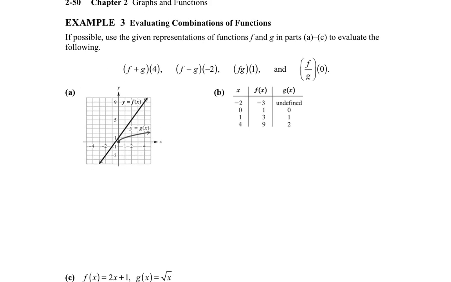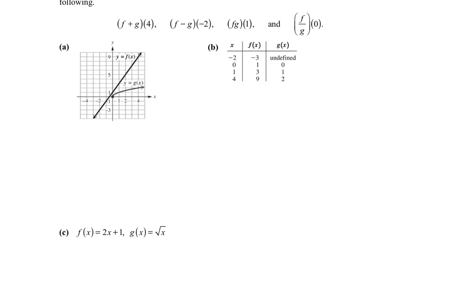All right, now what happens whenever they give you different scenarios? So what we're going to do is find f of 4 plus g of 4 in each one of these scenarios. So when x is 4, what is y on the f of x? That's 9. And when x is 4, what is it on the g of x? That is 2. And 9 plus 2 is 11. So if I go over here to my table, if x is 4, that's 9 and 2.